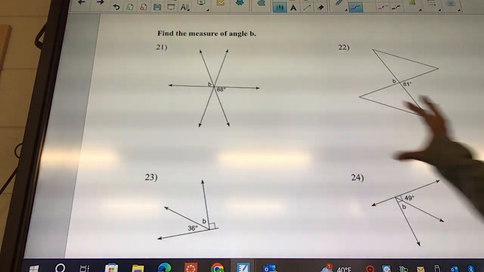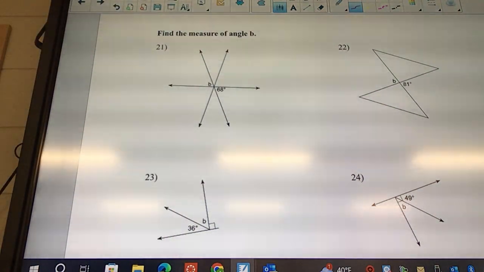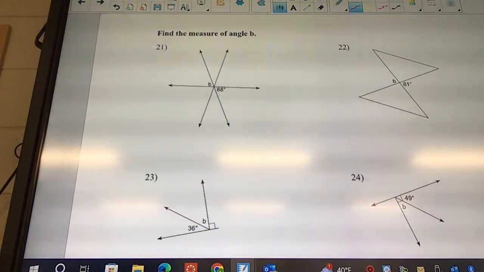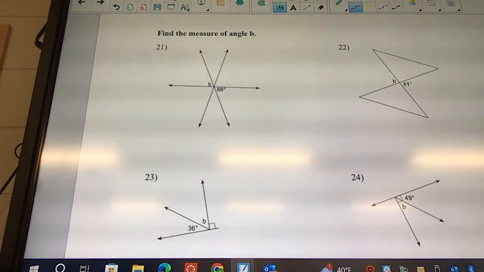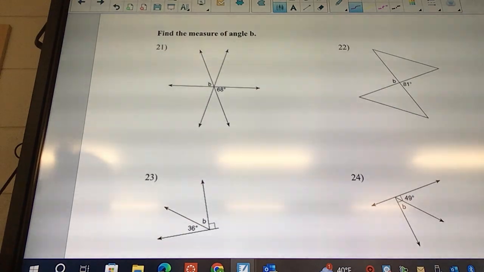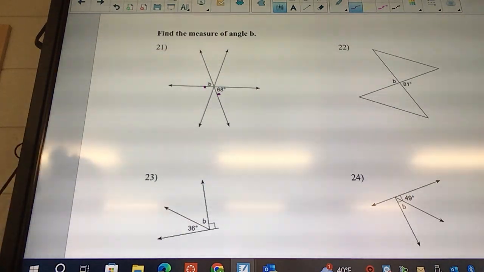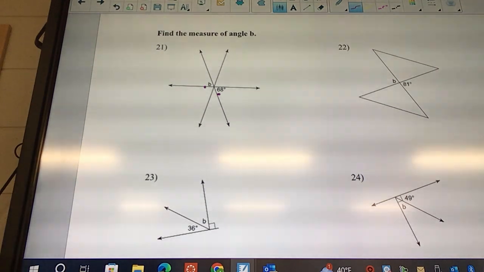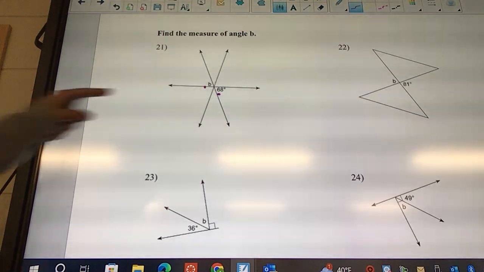Okay, a bunch of you guys struggled on ones like 21. What kind of angles are those? Oh, I like vertical. They're vertical angles, and notice how they're right across from each other. So if this is 68, then this one is 68. A bunch of you guys were saying 90 or 180 minus. So if this is 68, then this is 68.